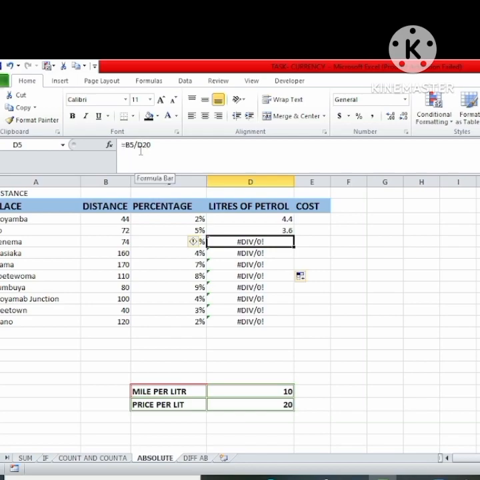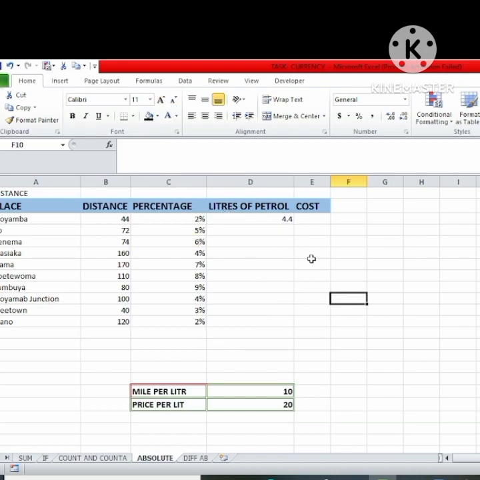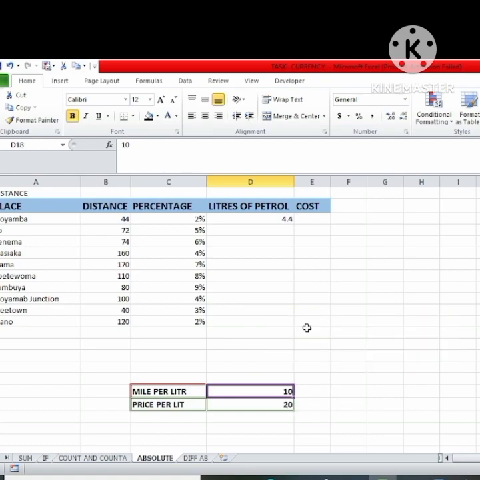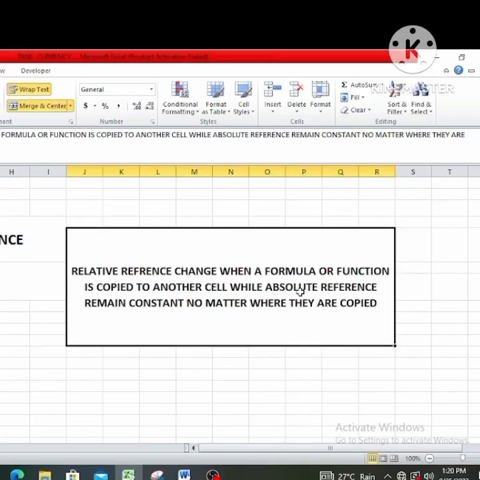Okay, so let's remove this. If we want Excel to take 10 and divide it all by this without moving, then we have to use an absolute cell reference. We are going to make this 10 constant. That is the reason why we say absolute cell reference remains constant.